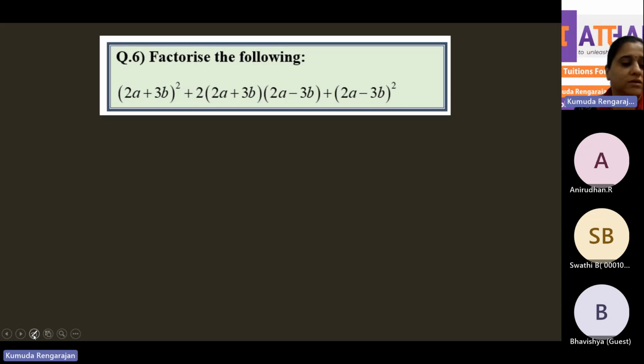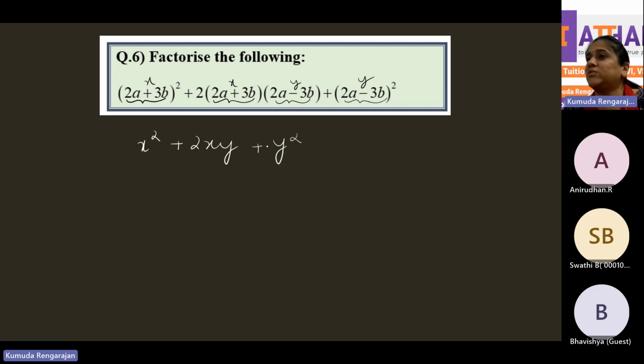This is simple. Now you can see some expressions, they are common, no? 2a plus 3b, 2a plus 3b, 2a minus 3b, 2a minus 3b. So let's replace it with x and y. Let 2a plus 3b be x. Then 2a minus 3b be y. So what is the given expression? It's x square plus 2xy plus y square. What is x square plus 2xy plus y square? x plus y the whole square.